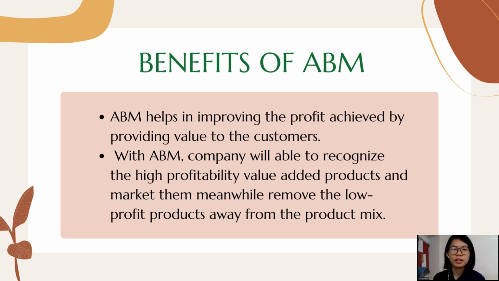Then is improving the profit achieved by providing this value. ABM can be used to help management in making product mix decisions. For your information, product mix is a combination of all product lines and items that a particular seller offers for sale. We should realize that not all products can be marketed in the same way and bring profits to the company. Thus, with information provided by ABM, company will be able to recognize the high profitability product and market them, meanwhile remove the low profit product away from the product mix.